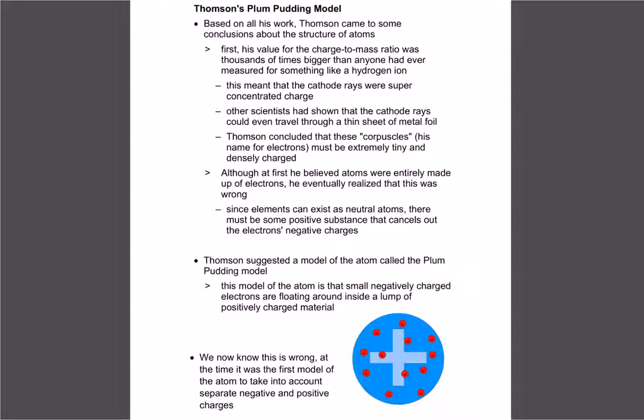So we often call it the plum pudding model or chocolate chip cookie model or anything like that, where you see the negatives are just randomly scattered throughout the positive material. We know this is wrong, but he was the first to identify that negative and positive charges are separate within the atom. And that's all.